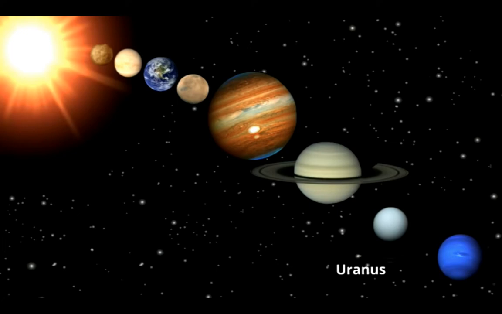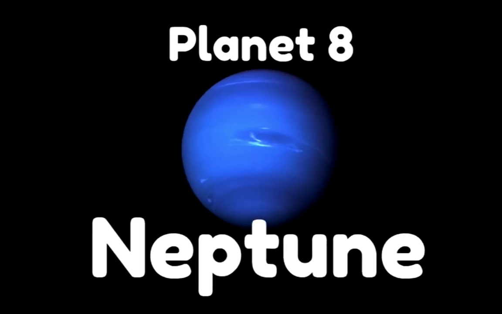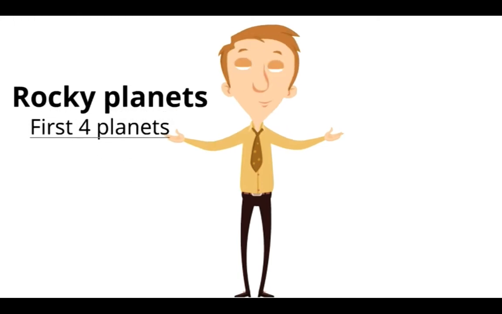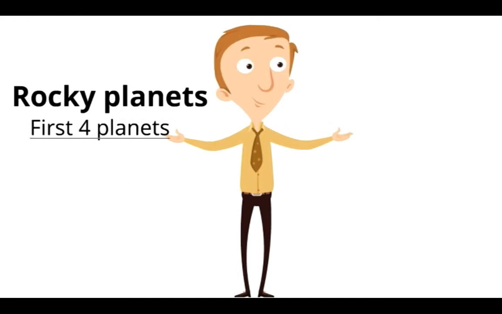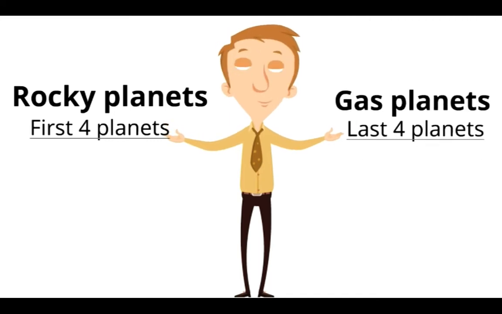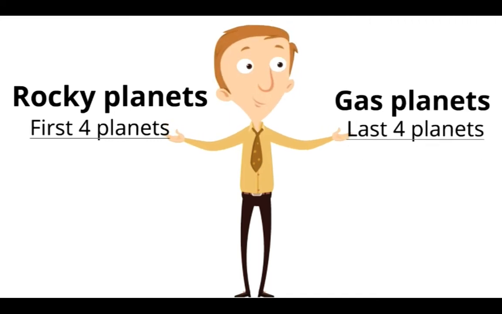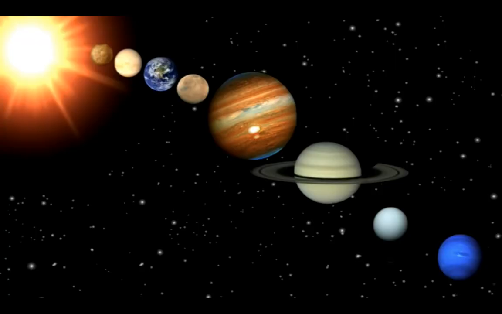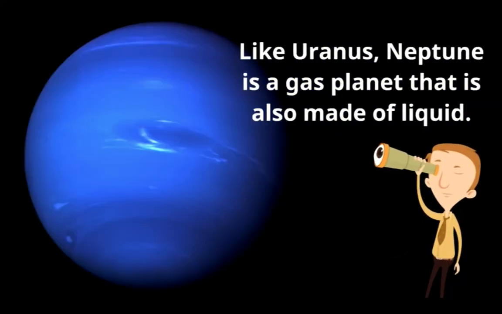The eighth and final planet is Neptune. Hey, that means the first 4 planets are rocky planets, and the last 4 planets are gas planets. So here is where Neptune is. It's the furthest planet from the sun. Like Uranus, Neptune is a gas planet that is also made of liquid.